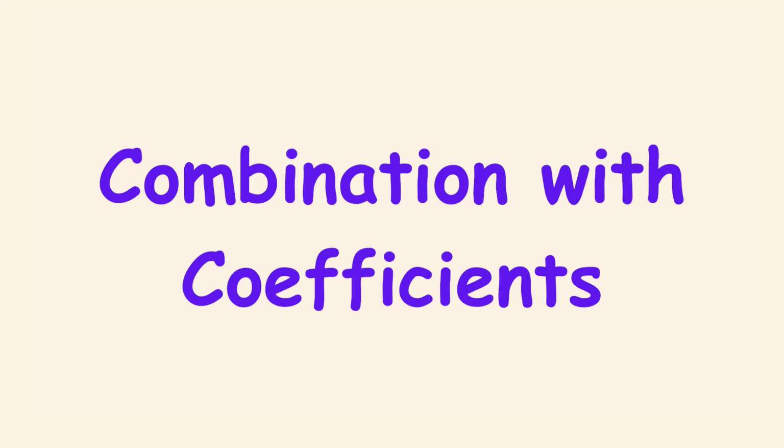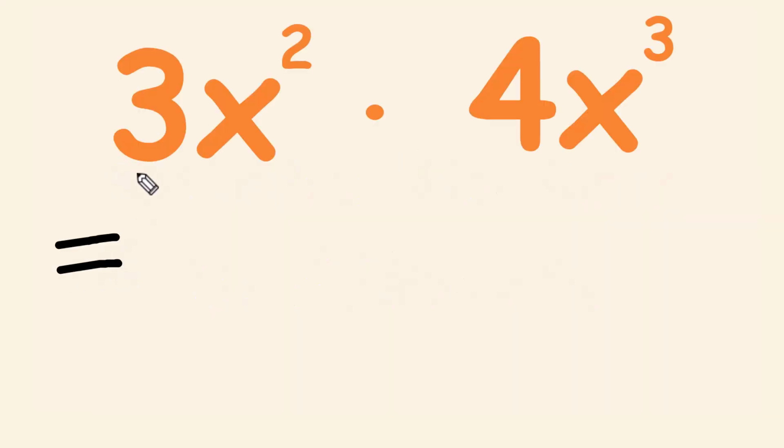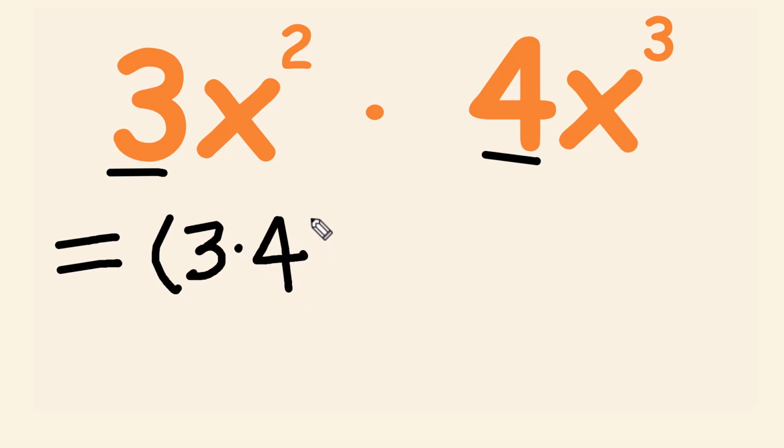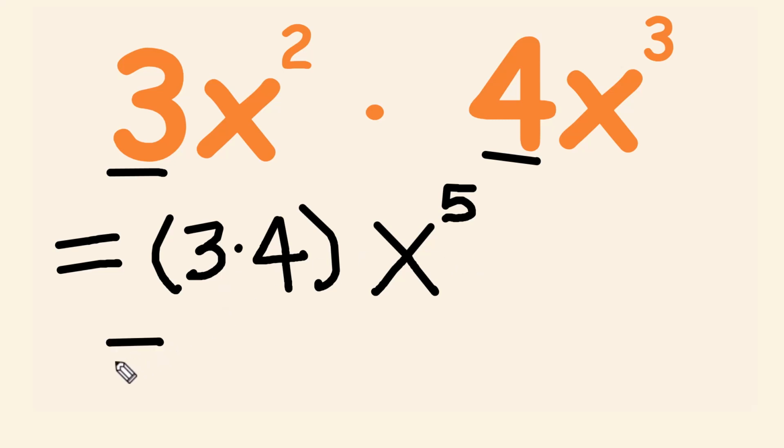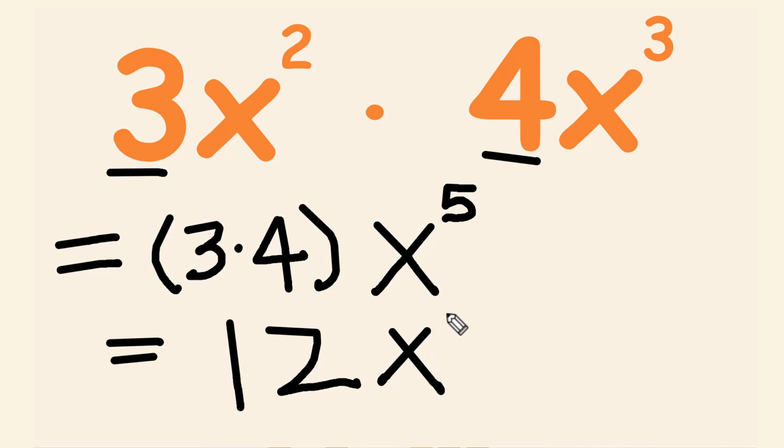Combination with coefficients. So let's combine the coefficients 3 and 4. Now let's add the exponents. We have the same base. 3 plus 2 is 5. And now we can proceed to multiply 3 times 4, 12. Final answer 12, x to the 5th power.